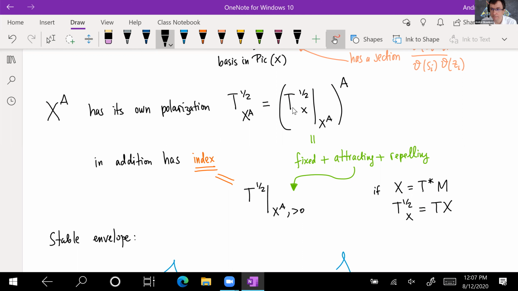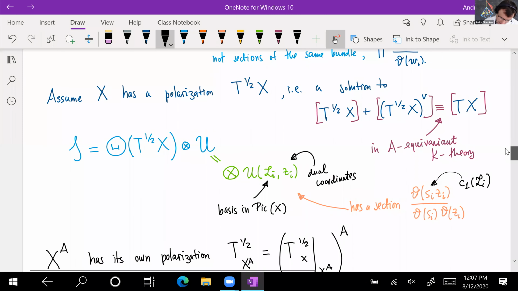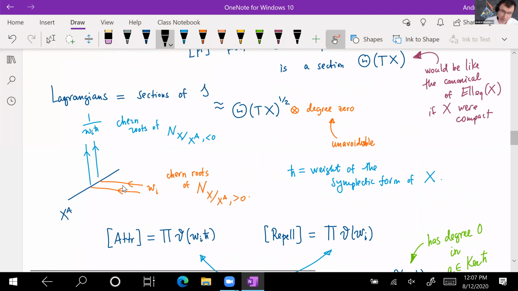Sure. More questions? Like in this picture that I keep drawing. I denote them w_i as if they were weights of the torus, but in principle they're Chern roots. Each one of them is some Chern root of some vector bundle, and so that vector bundle might very well be non-trivial. Maybe anything you want somehow.